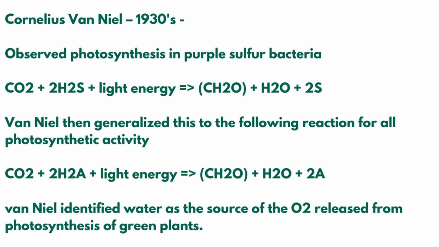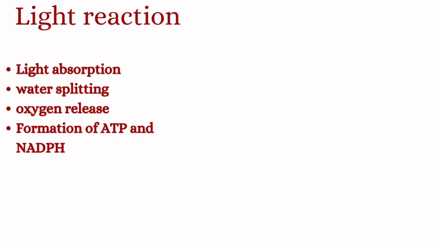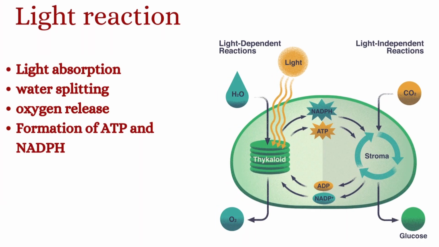In green plants, H2O is the hydrogen donor and is oxidized to O2. Within the chloroplast, there is the membranous system consisting of grana, stroma lamellae, and the fluid stroma. The membrane system is responsible for trapping the light energy and for the synthesis of ATP and NADPH. It includes light absorption, water splitting, oxygen release, and formation of ATP and NADPH. These reactions are directly light driven and are called light reactions.